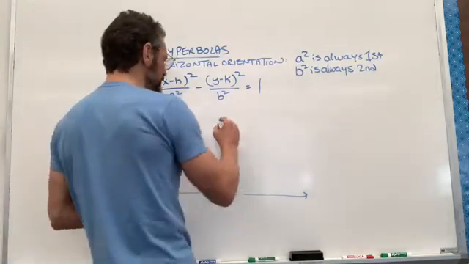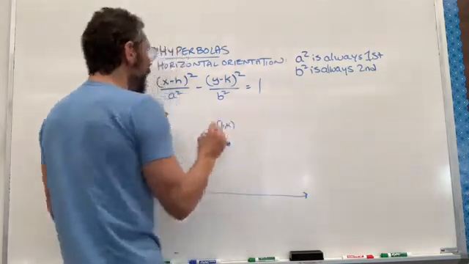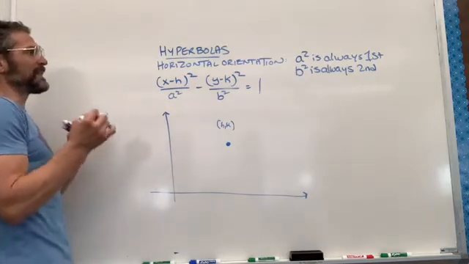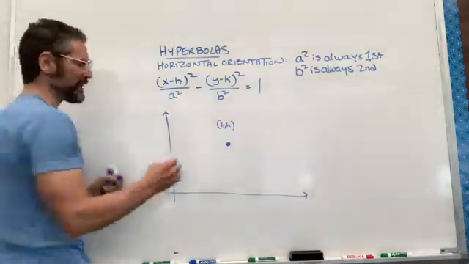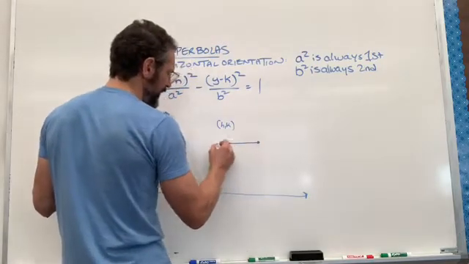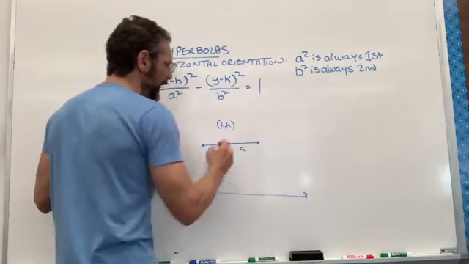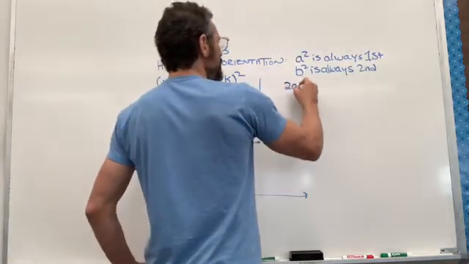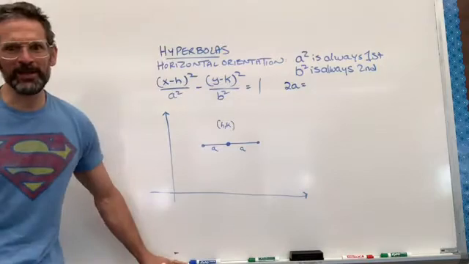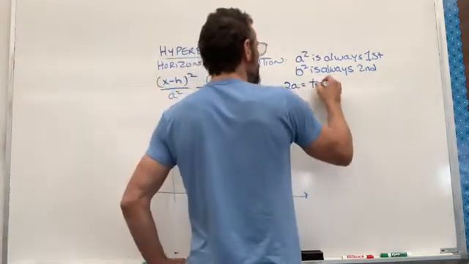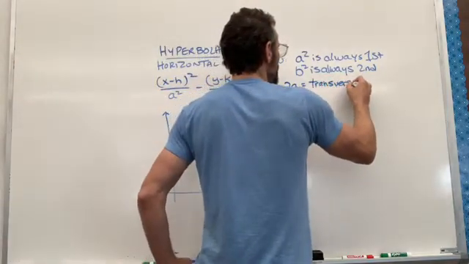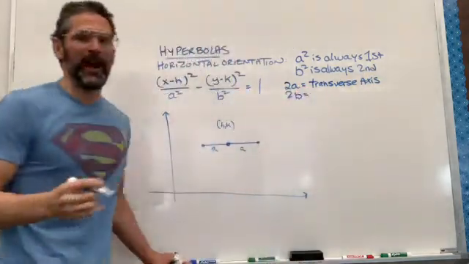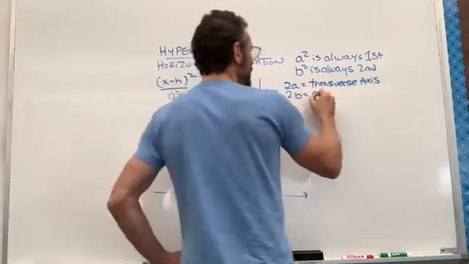If this is my hk, and I know I have a horizontal orientation because x is first, I still have the same definition. A is center to vertex. So if I go over A and over A, I have found the two vertices. Now, 2A is no longer called the major axis. I wish it was. It's called the transverse axis. And 2B is no longer called the minor axis. I wish it was. It's called the conjugate axis.